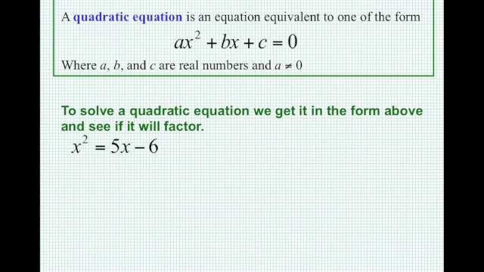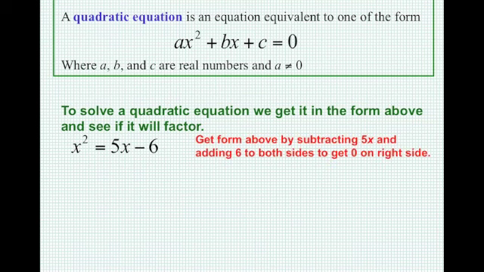For example, if we take x squared is equal to 5x minus 6, we get the form above by subtracting 5x and adding 6 to both sides to get a 0 on the right-hand side. Once it's in this form, we factor by our chosen method.